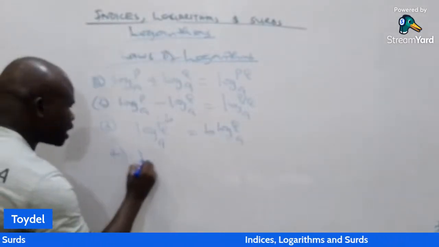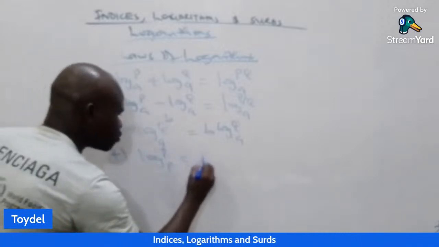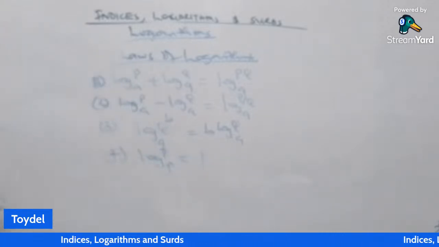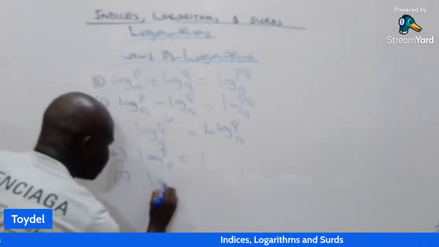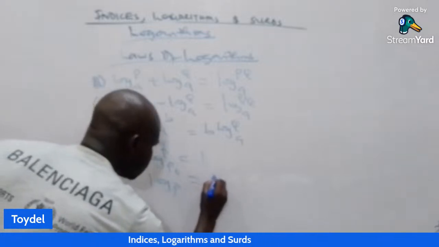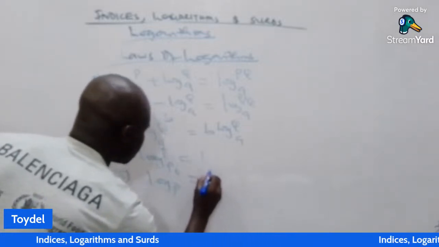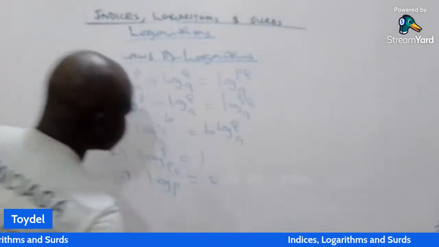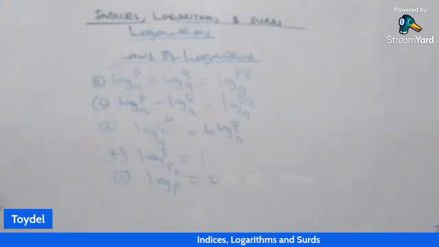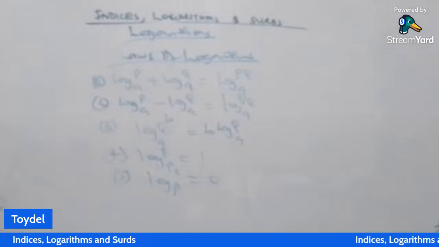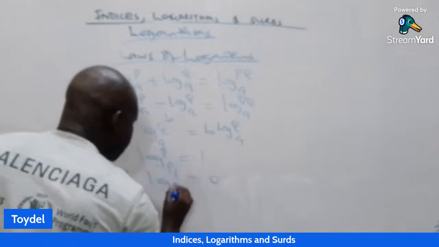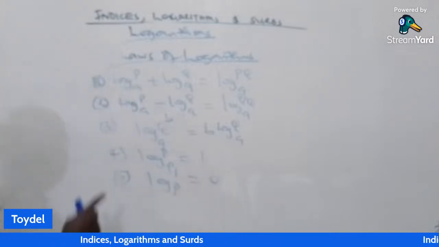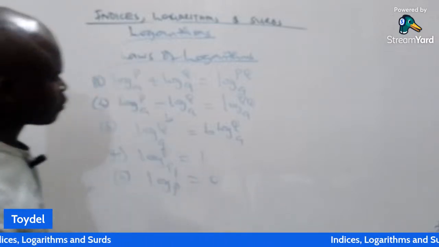Then there's another law that says that log p base p is equal to 1. That is, when you have the same number and base, it is equal to 1. Then the last one says that when you have log 1 base p, it is equal to 0. That is, once you have log 1, the answer will be equal to 0.